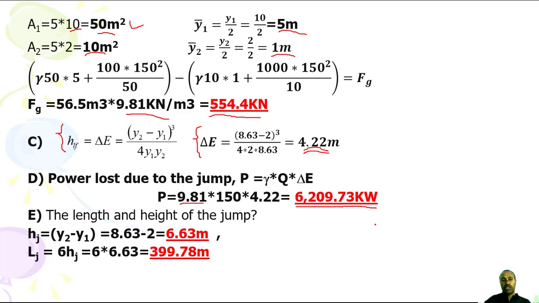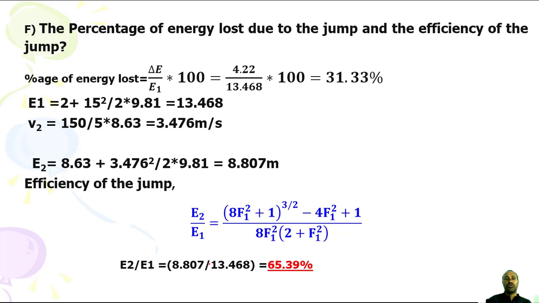6,209.73 kilowatts. And the length of the jump and the height of the jump can be computed like this. Height of the jump is the difference in sequent depth and Y1 before jump and after jump. Then you have 6.63. And length of the jump is mostly 6 times height of the jump. Then if you just calculate 399.78 meter, this is the length of the jump.